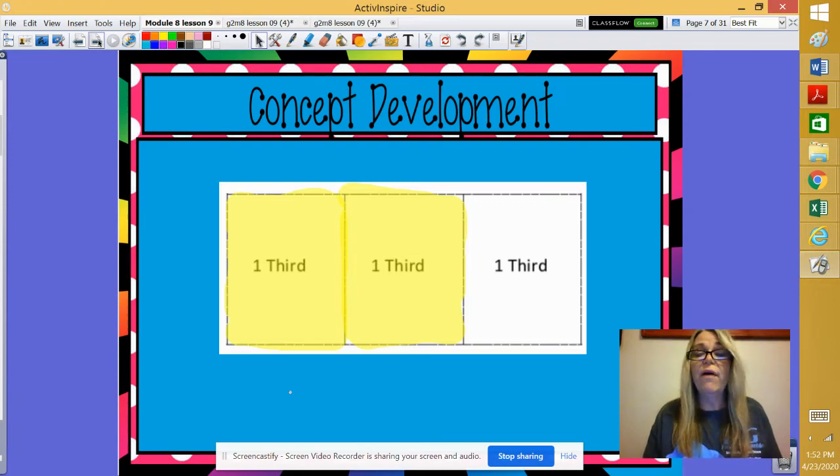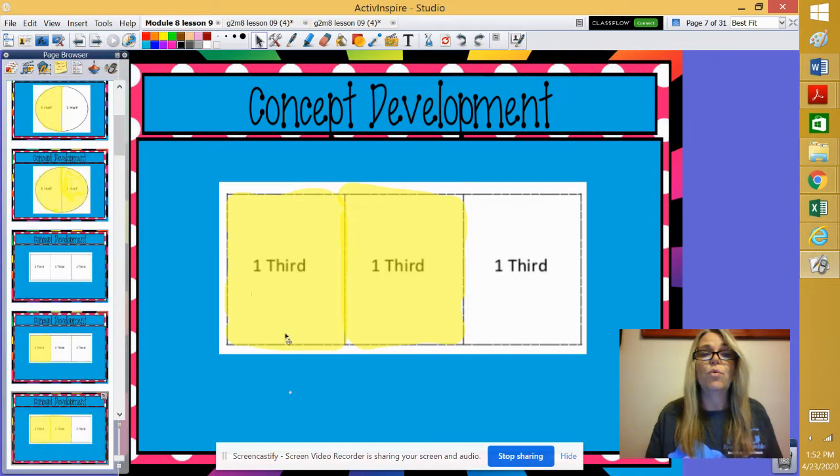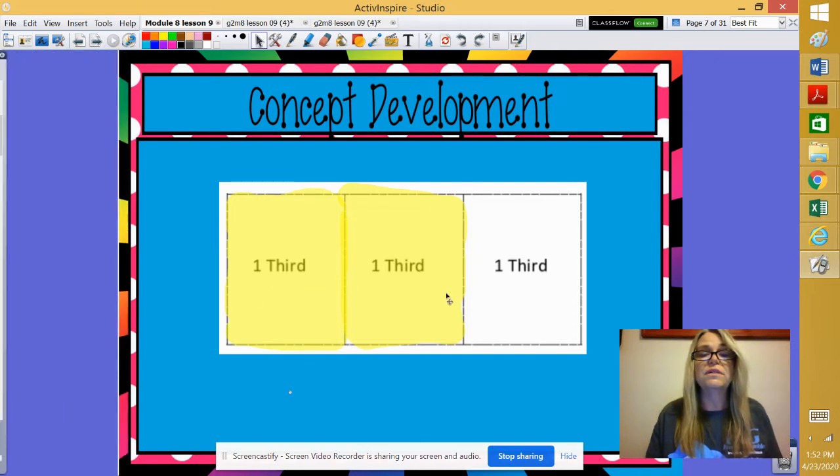Look at your screen now. How many thirds are shaded? 1/3, 2/3. How many thirds are not shaded? Good job, guys. 1/3. And we could also shade in all 3/3. 1/3, 2/3, 3/3. I have shaded in 3/3 or the whole rectangle.